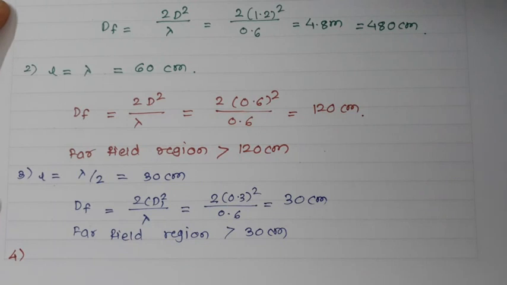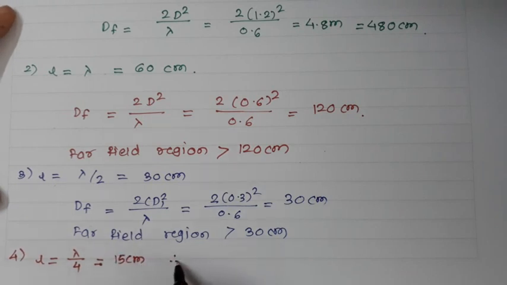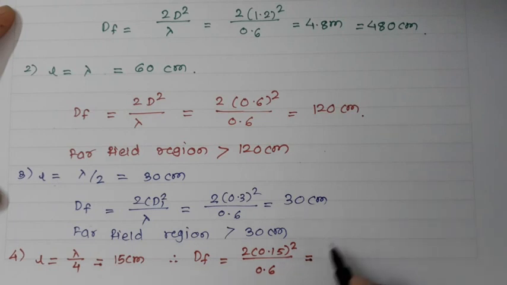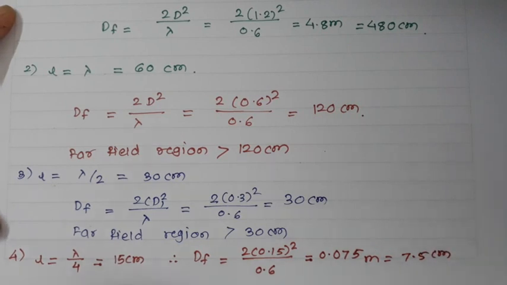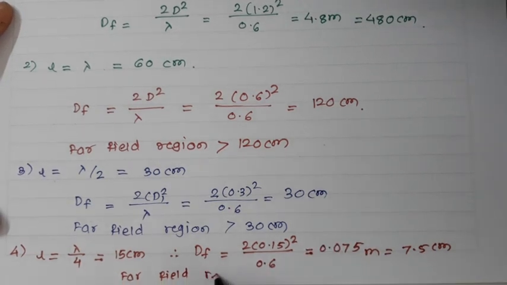Okay, now the next one is lambda by 4. So L is equal to lambda by 4. For lambda by 4, this dimension is 15 centimeters. So here df is equal to 2 into 0.15 square divided by 0.6, which comes to 0.075 meters, which is 7.5 centimeters. So my far field region is greater than 7.5 centimeters.